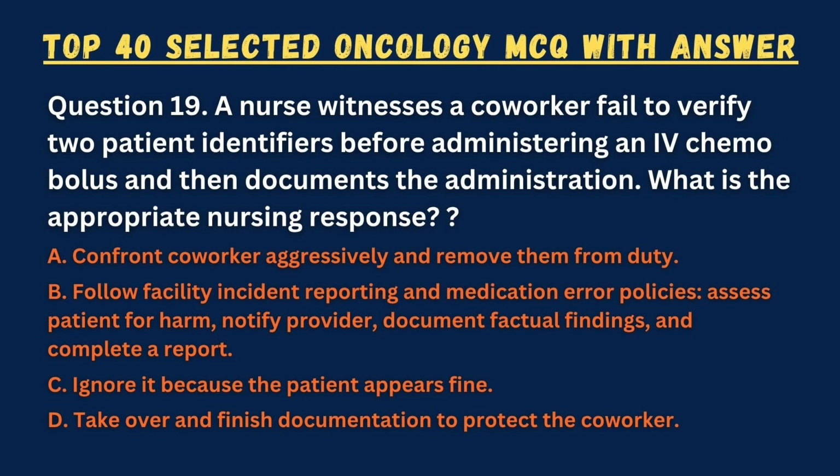Question 19. A nurse witnesses a coworker fail to verify two patient identifiers before administering an IV chemo bolus, and then documents the administration. What is the appropriate nursing response? A. Confront coworker aggressively and remove them from duty. B. Follow facility incident reporting and medication error policies. Assess patient for harm, notify provider, document factual findings, and complete a report. C. Ignore it because the patient appears fine. D. Take over and finish documentation to protect the coworker.